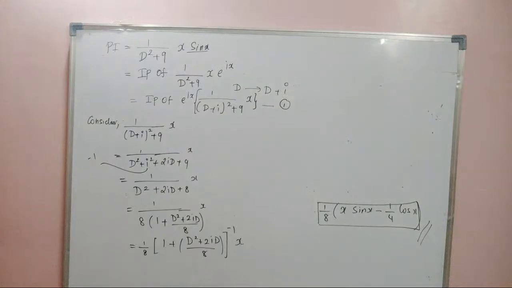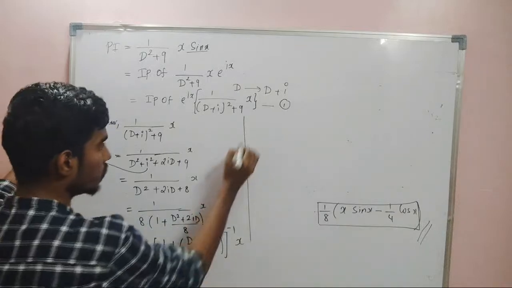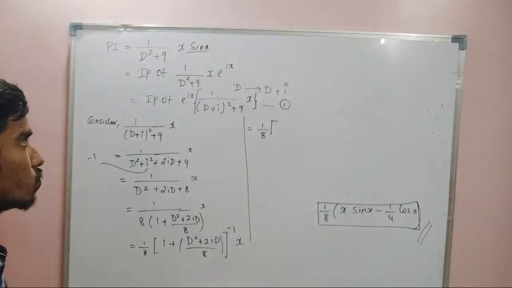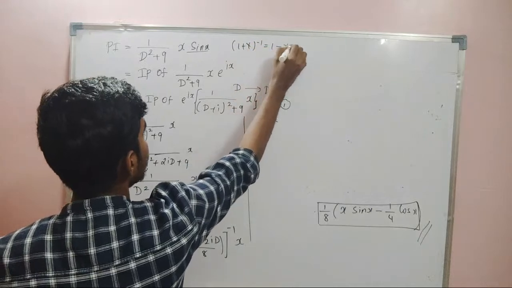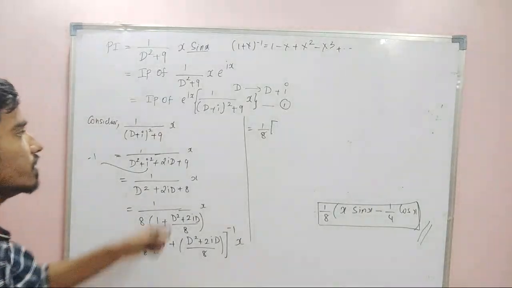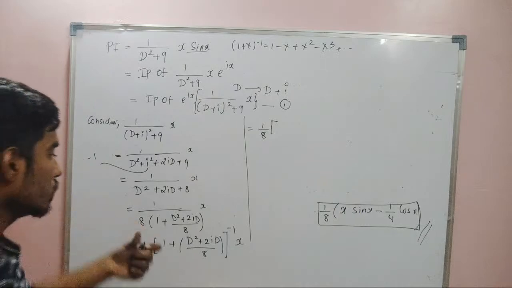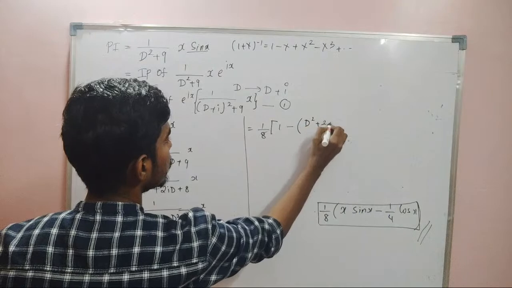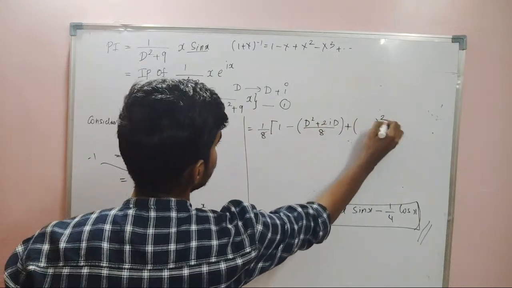Now we are going to use another method to arrive at the same answer. So this is 1 by 8, and again 1 plus x whole power minus 1, right? So 1 plus x whole power minus 1 is 1 minus x plus x square minus x cube and so on. You can see here it is first order, that is the degree is 1. That means it is enough to write only 1 minus x, plus x square, it will go on.